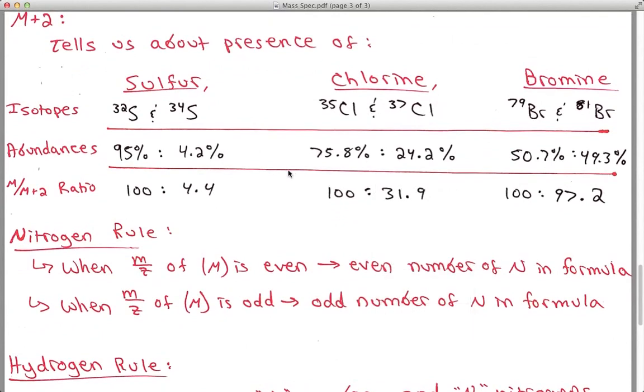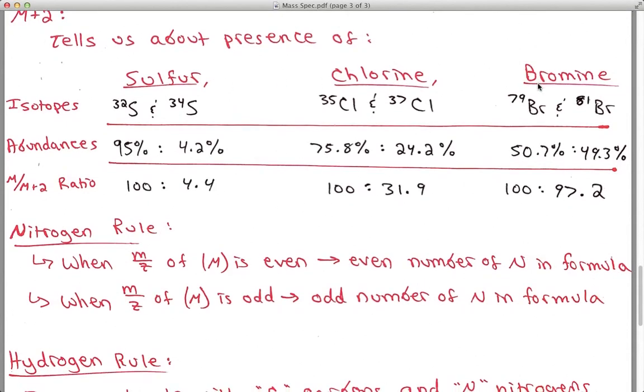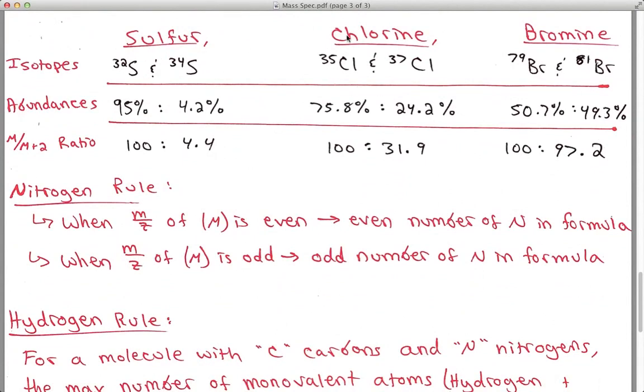Moving on to M+2, things get slightly more complicated, but we're basically doing the same sort of analysis we did with M+1. We can compare the M+2 peak with the M peak, and we'll learn about the presence of 3 different types of atoms in the molecule: sulfur, chlorine, and bromine. The isotopes of these are shown above, along with their natural abundances.